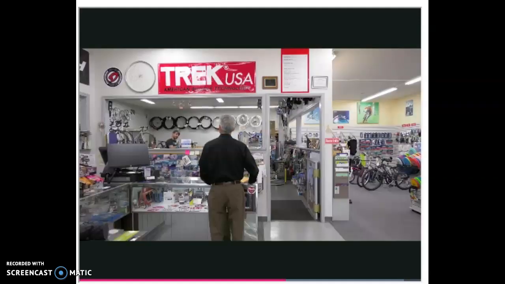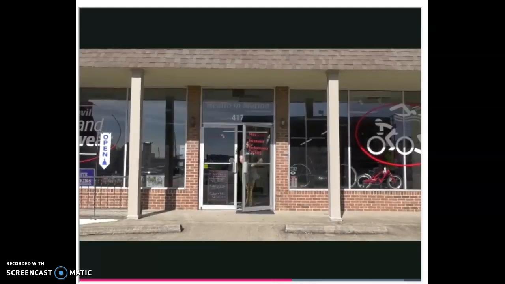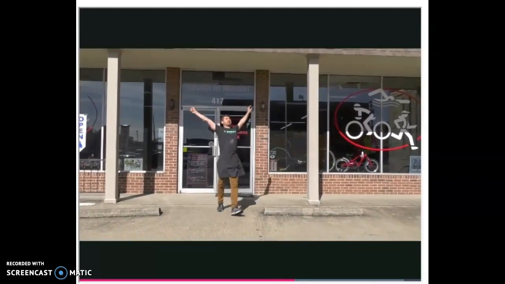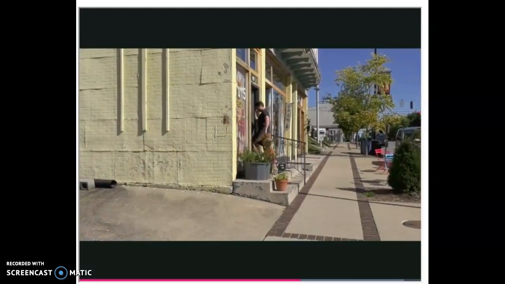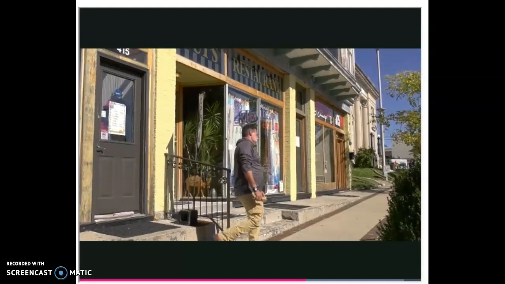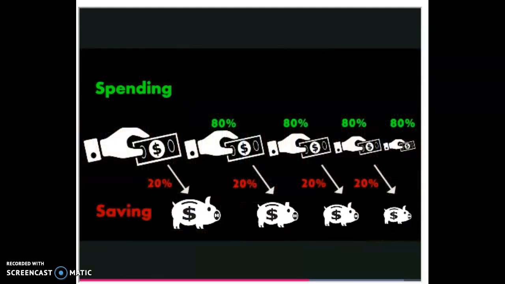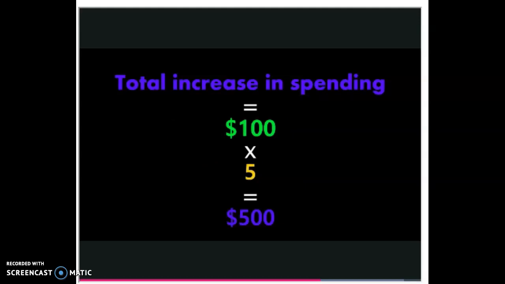For example, suppose the government spends $100 on bike repairs for its police force. The bike shop owner might save some of that money, but he will spend the rest on things like lunch at the Egyptian restaurant next door. The restaurant owner will save some of that money and spend some of it at the bakery down the street. That process will continue until all of the money has leaked into savings. In the end, the total increase in spending will be the initial expenditure of $100 times the multiplier. If the multiplier is 5, the total increase in spending will be $100 times 5, or $500.